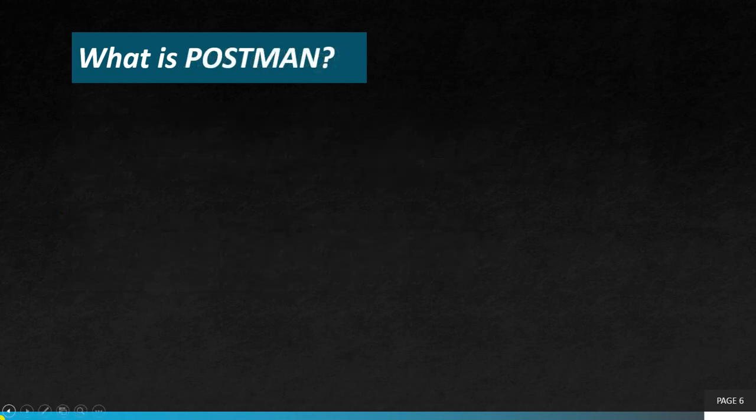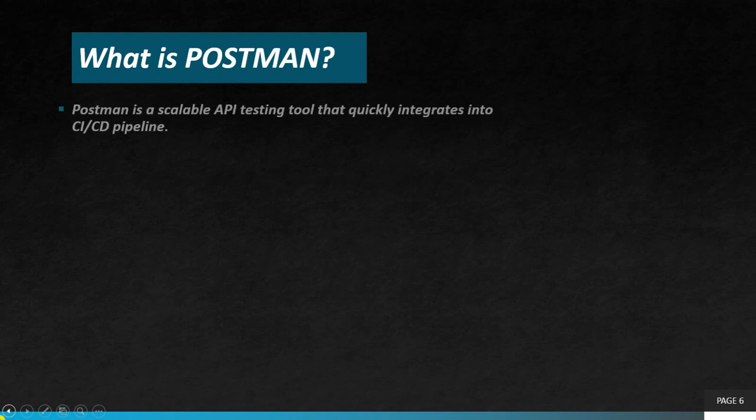Now, what is Postman? Postman is an API testing development tool used to send requests and get the response. Postman is widely used for REST web services. Postman is a scalable API testing tool that quickly integrates into the CI and CD pipeline. Now, what is CI and CD? CI is continuous integration and CD is continuous delivery. These are a set of operating principles and a collection of practices that enable application development teams to deliver code changes more frequently and reliably. The implementation is also known as the CI and CD pipeline.